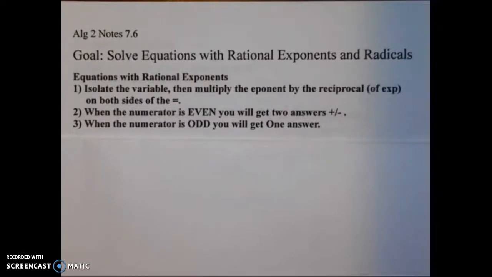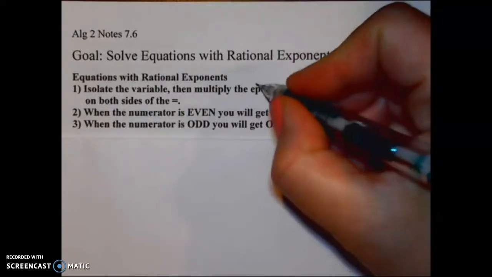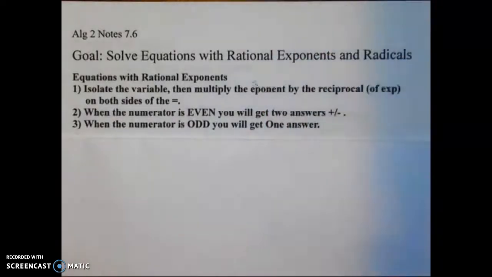There are 3 steps when you're solving equations with rational exponents. Step 1, isolate the variable. Then you're going to multiply the exponent by the reciprocal on both sides of the equal sign. Oh, there's a typo. There we go.